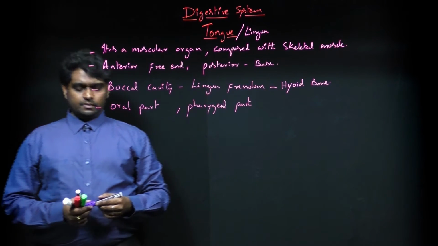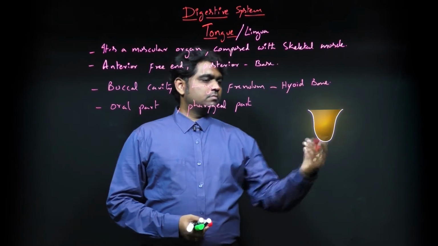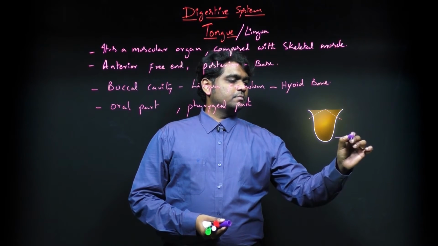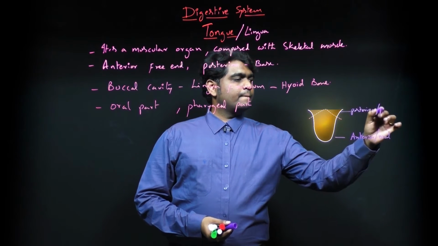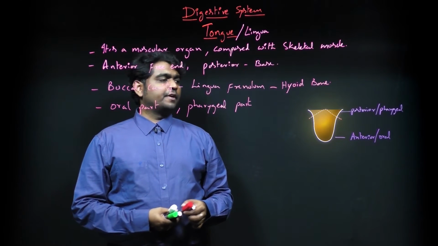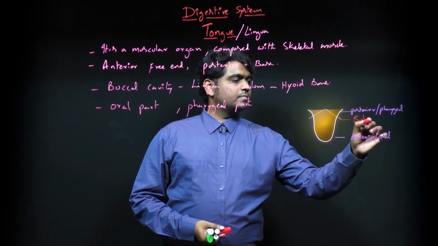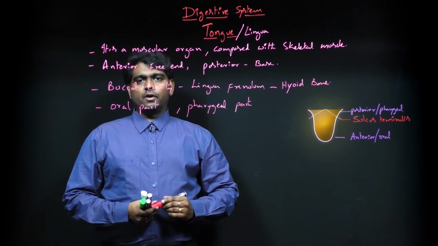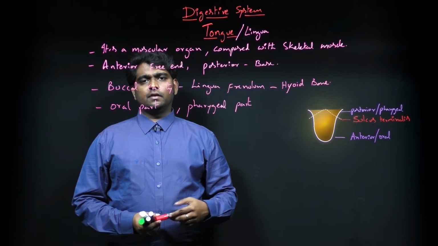Structure of the tongue. The anterior is the oral part, the free end part. The posterior is the pharyngeal part. The anterior part and posterior part are separated by a structure called the sulcus terminalis. It is V shaped.